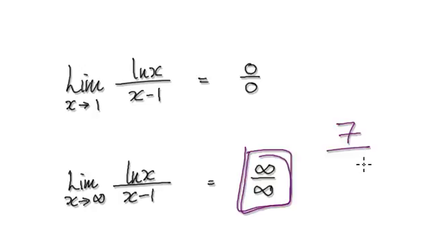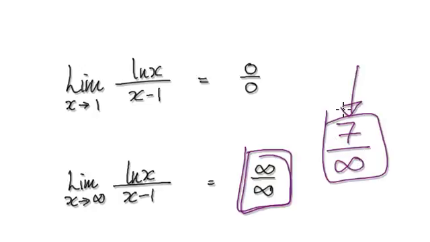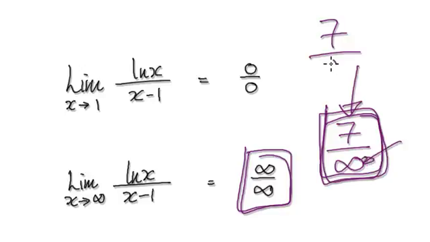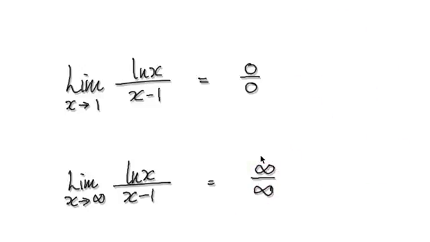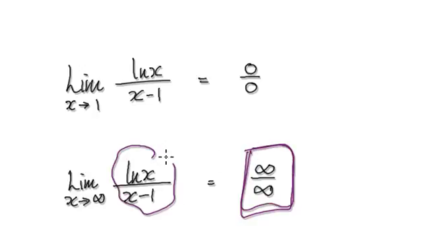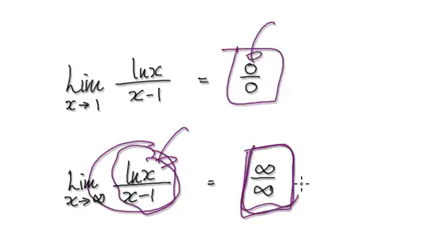If you have something like 7 over infinity, this here is not indeterminate. You can determine that it's going to head towards 0, because 7, and then as this number gets very, very big, then you know this whole thing here will head towards 0. When you get infinity over infinity, you can't really determine anything. You have to do something cunning in order to evaluate the limit of this. So infinity over infinity is another example of an indeterminate form.